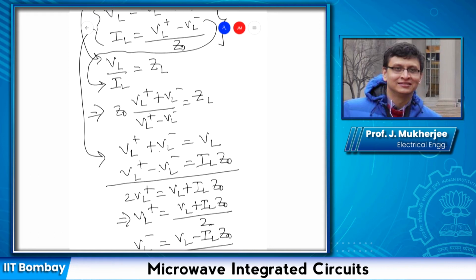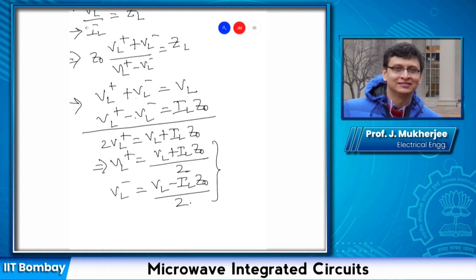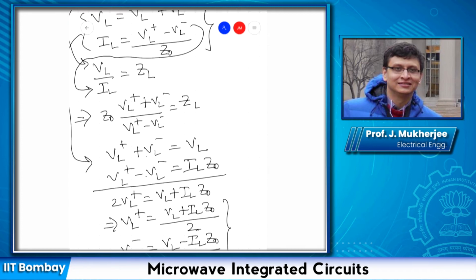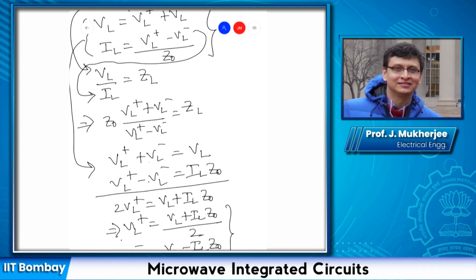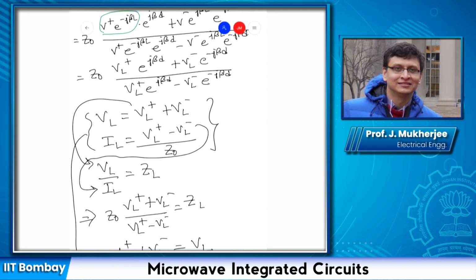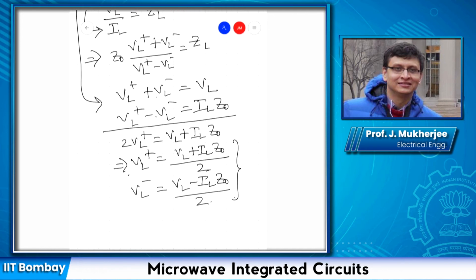Okay. So what I have done here is I have obtained the expression for these positive and negative waves in terms of actual circuit parameters, right? So now if I substitute these expressions in this equation, what do I get? So let's rewrite it.